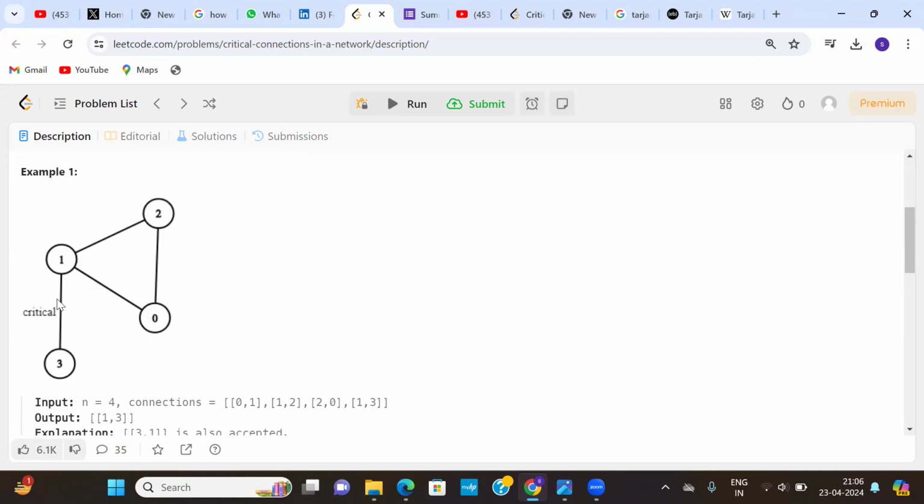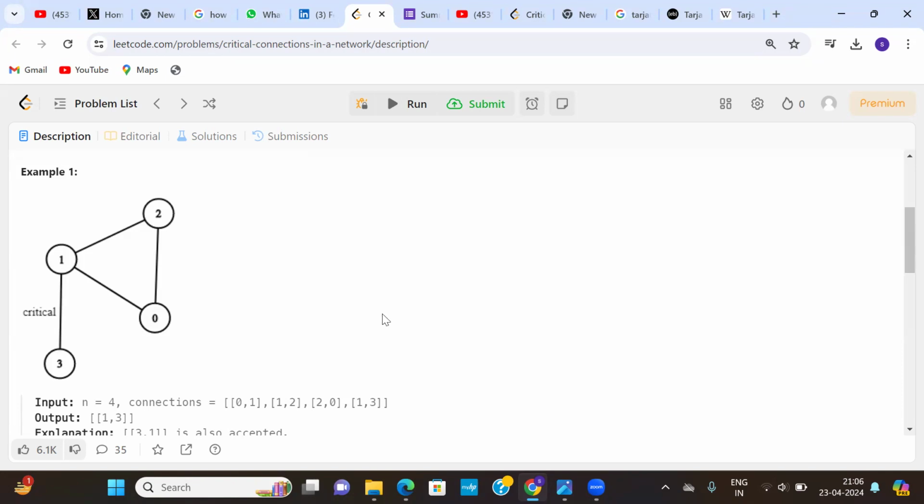Let us see this particular connection connecting 1 and 3. If I remove this connection, can I reach server 3? Now server 3 becomes unreachable. I cannot reach server 3 from any path. So it means this particular connection connecting 1 and 3 is a critical connection.